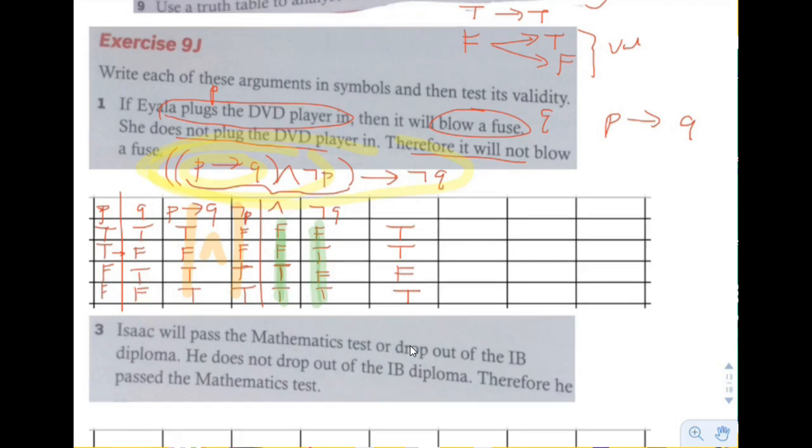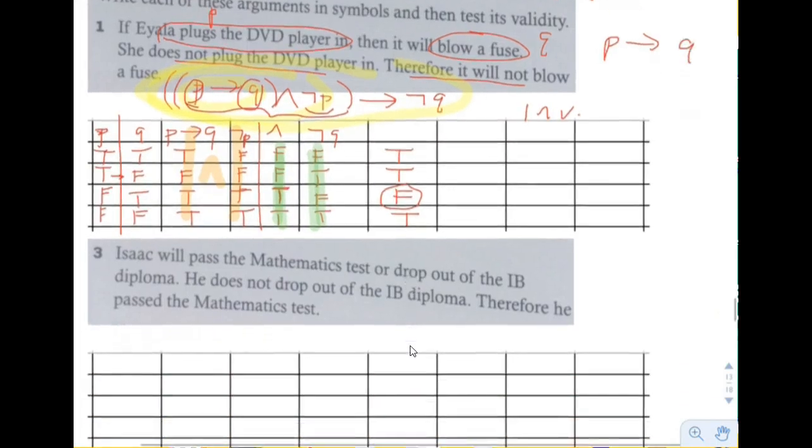So let's check again. If she plugs in the DVD player, it'll blow a fuse. And then we AND that with the fact that the DVD player is not plugged in, and then we're going to check to see if that implies that it won't blow a fuse. And no, there's one case where it will blow a fuse anyway. Okay, so this is not invalid. Okay. Number 3.